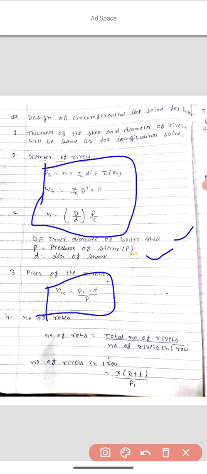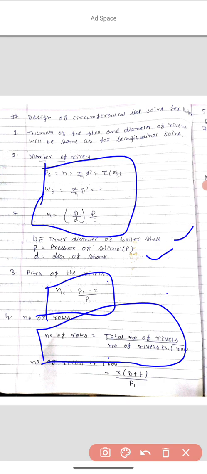Okay, next one, that is the number of rows. How many rows you are going to apply on the boiler shell will be calculated by the total number of rivets upon the number of rivets in a row. The number of rivets in a row is equal to pi (d + t) upon p1. Okay, this is a standard formula. You may not bother about the derivation, and you are not going to get the derivation in the exam.